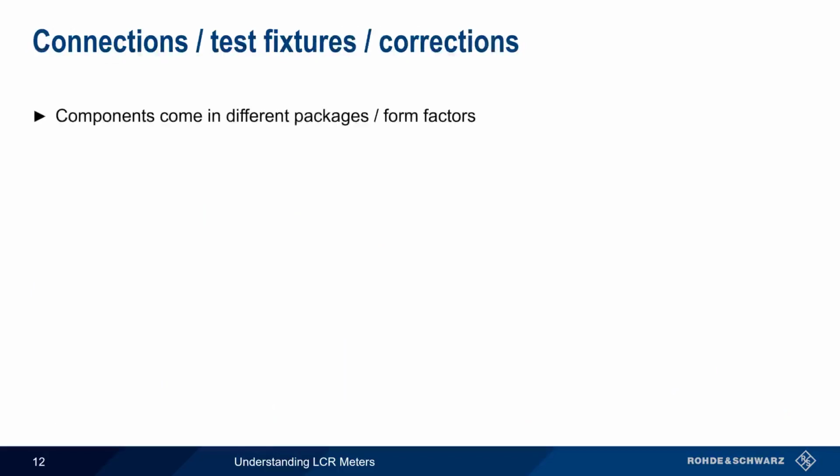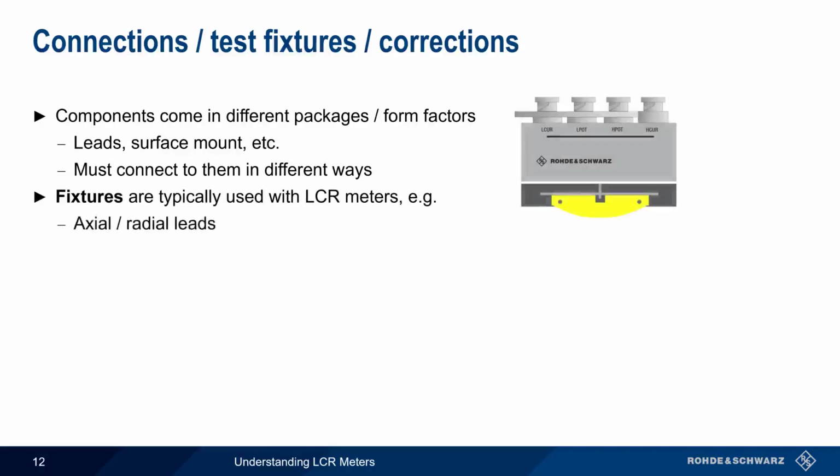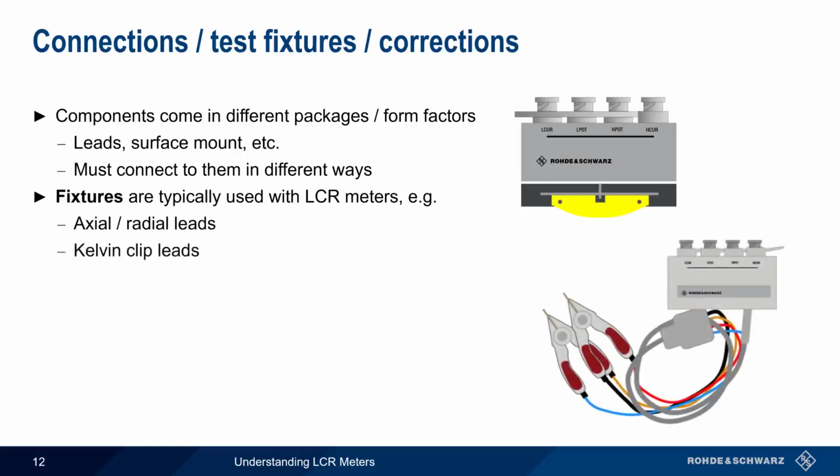Electronic components come in a wide variety of packages or form factors, for example, those with leads, surface mount components, etc., and therefore an LCR meter must be connected to them in different ways. In order to accommodate this wide range of form factors, different types of fixtures are used. For example, one type of fixture is used for components with axial or radial leads. Another common fixture type uses Kelvin clip leads, something we'll come back to in just a moment. And special fixtures are also used when measuring transformers.